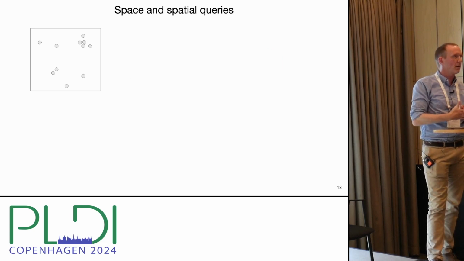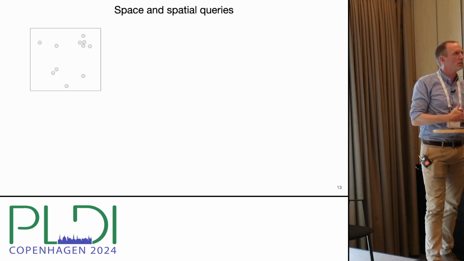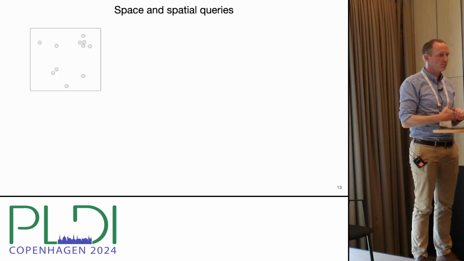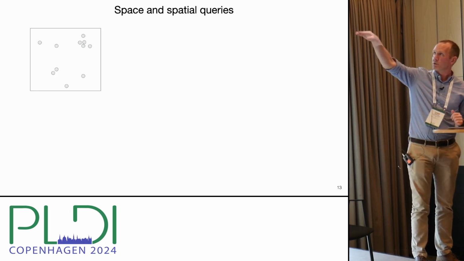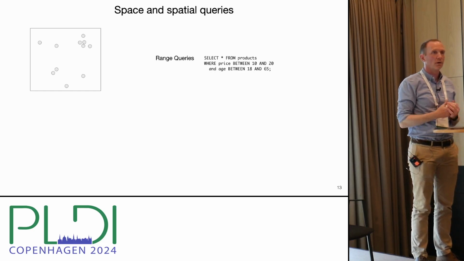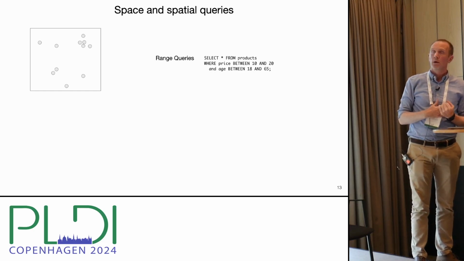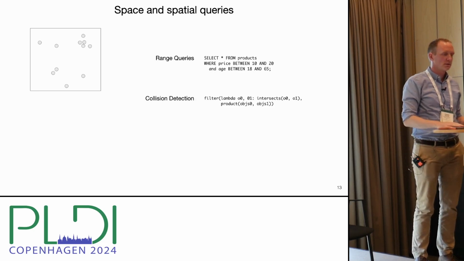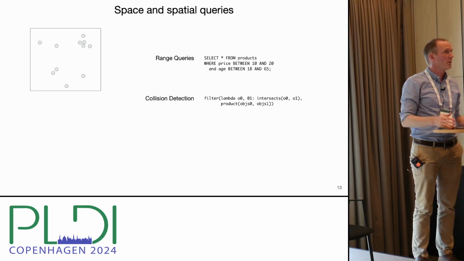Okay, and then finally the spatial operations. They have to do with how objects relate through space. So here are some objects scattered around in space, and maybe you want to do a range query like in a spatial database. Or maybe you want to express a collision detection because you're implementing a simulation.